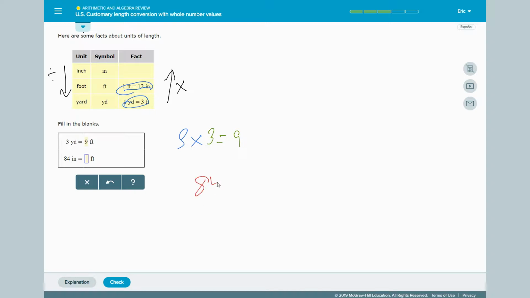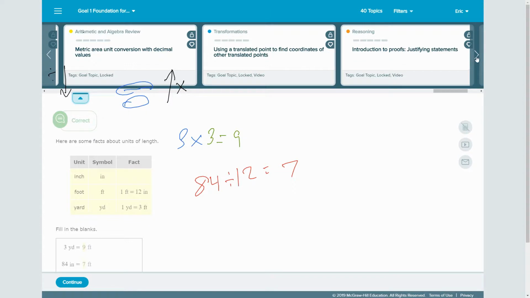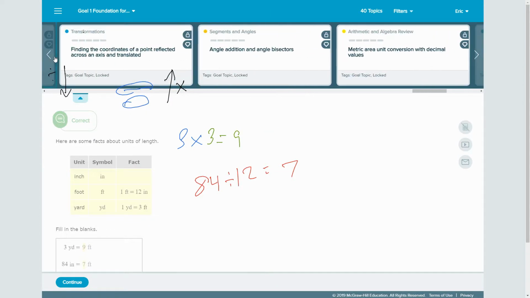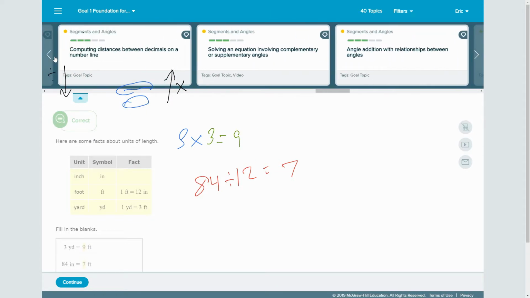I have 84 inches and I'm going to feet. I'm going downwards, so I'm dividing. By what? There are 12 inches in 1 foot, so I'll just divide this by 12. And that's 12, 24, 36, 48, 60, 72, 84. That is a fancy 7. So that is 7 feet. Like I said, I'm just going to go ahead and right into the next one because it's all the same thing.